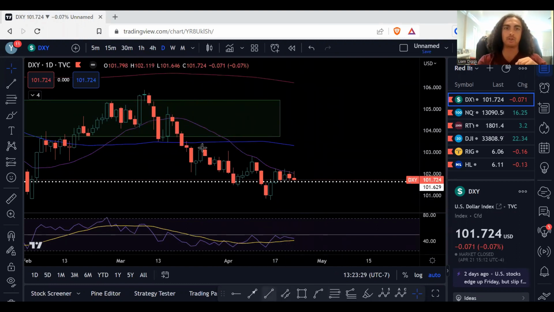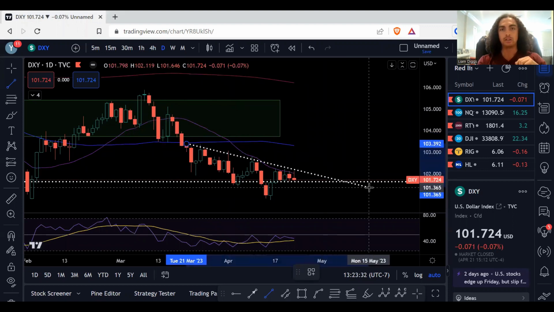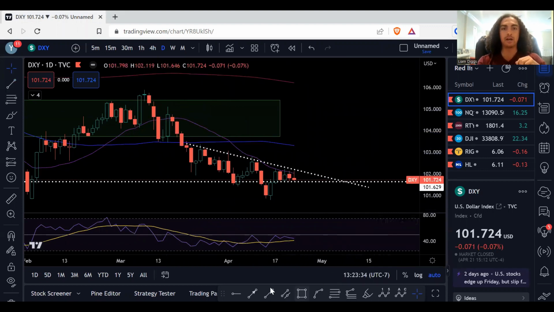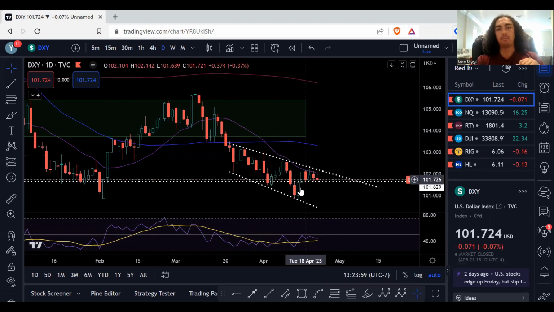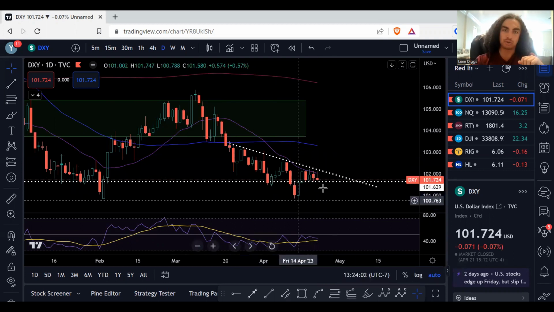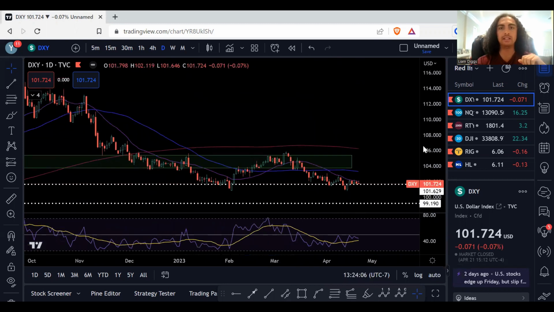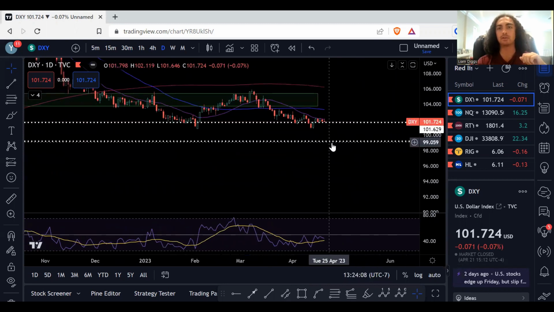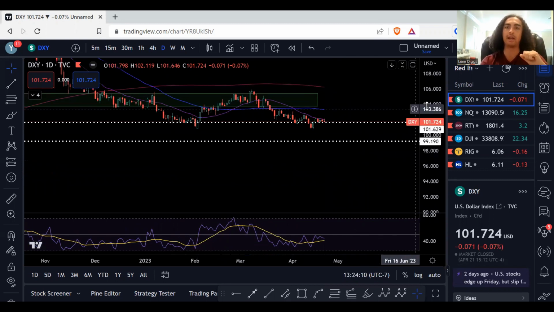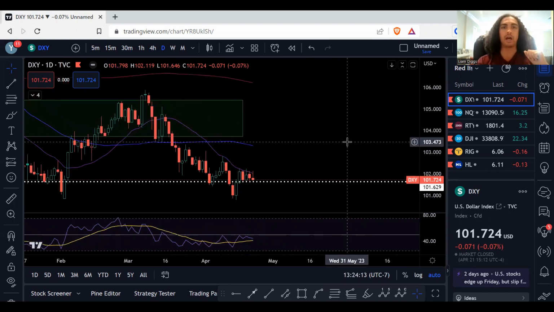If you see, we are starting to establish a trend line like this. You can see it moving down. I do think we are going to see a breakdown of this support line. We think that the DXY is going to continue to fall, at least down to this next support line at 99.19. That's really what I'm kind of looking for.